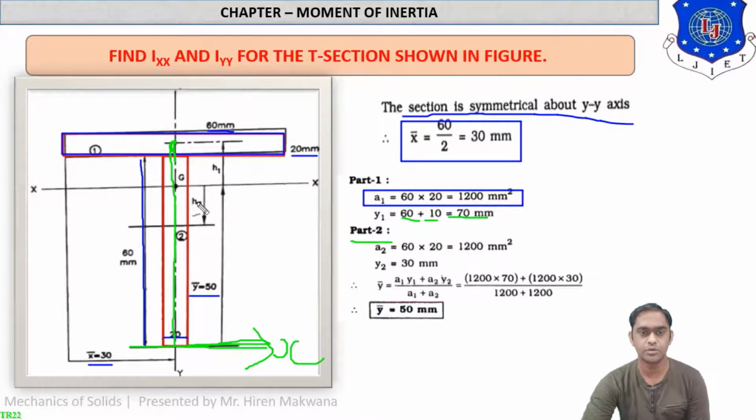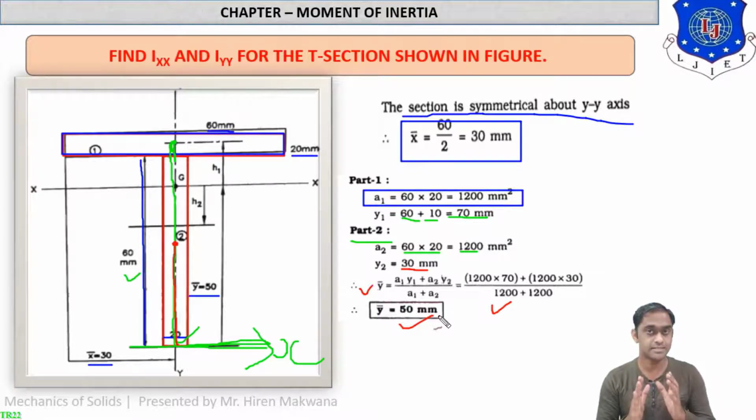Part 2. For part 2, vertical height 60 and horizontal width 20. So 60 into 20, area will be 1200 mm square. Now what is Y2? For part 2, CG will be over here, means at the center. From the center up to the bottom, it will be half of 60, means 30 mm. Now what is the formula of Y bar? It is as usual A1 Y1 plus A2 Y2 upon A1 plus A2. So by replacing the values in the formula, you will get Y bar equal to 50 mm. So hence we have calculated X bar equal to 30 mm and Y bar equal to 50 mm.